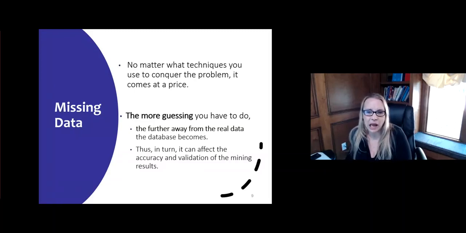One thing to be very cognizant of is that with missing data, no matter what technique you use to tackle this problem, it's going to come at a price. The more guessing that you do, the further away from the real data you're going to get. And this in turn can affect your accuracy and the validation of your data mining results. So just keep in mind that there is a price to be paid for making inferences on your missing data.